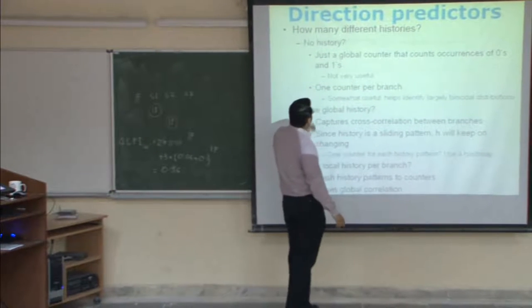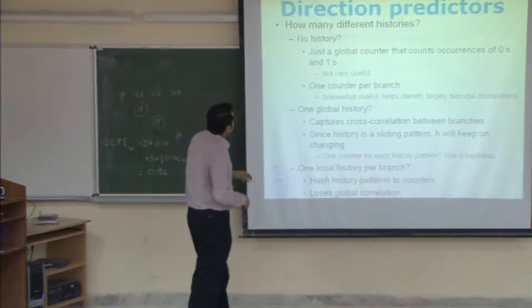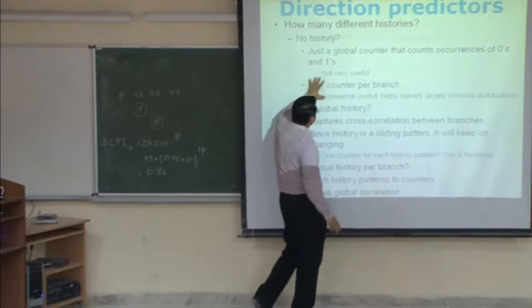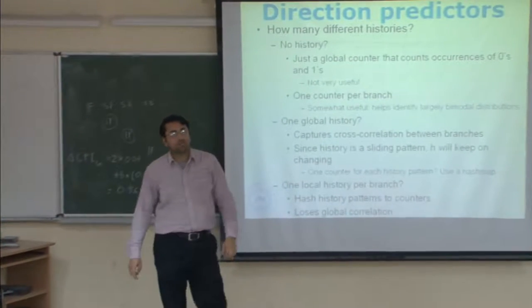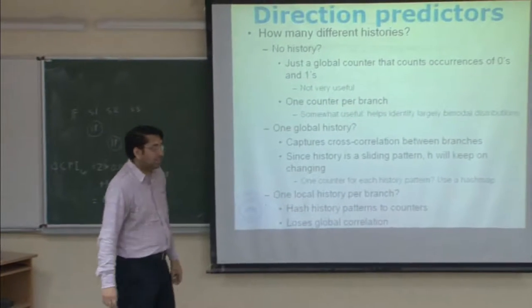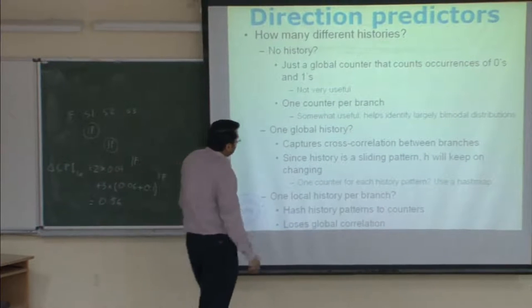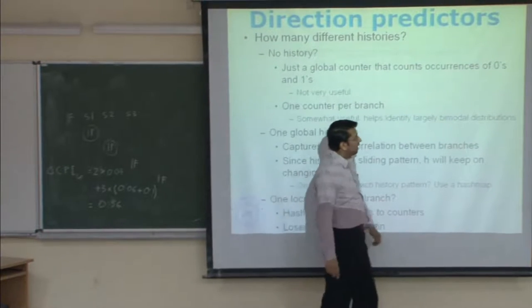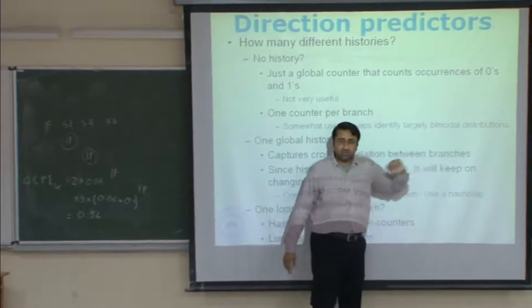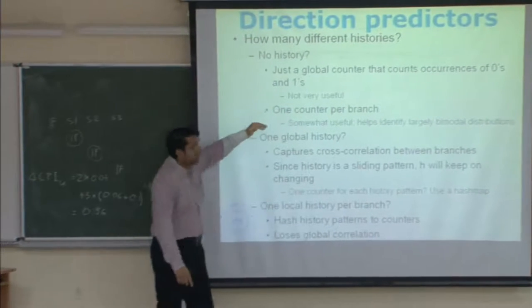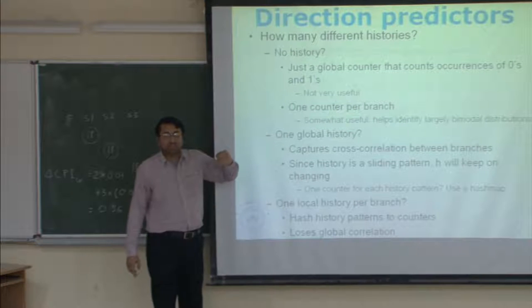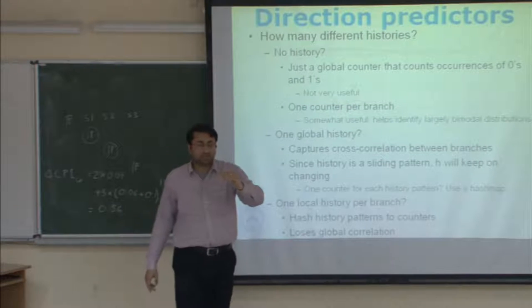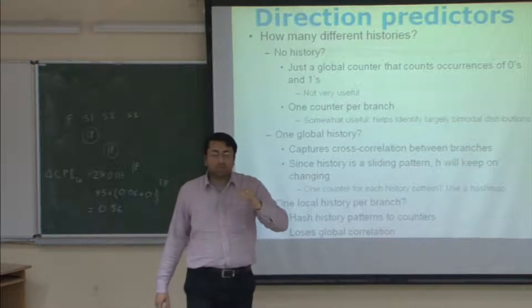So here essentially, you can improve this a little further. You can say that, well, I still have no history, but I implemented one counter per branch. So it's somewhat useful because it helps identify large bimodal distributions. Because what is it giving you? You have one counter per branch, and that counter is telling you the behavior of this branch. And you'll be able to detect the bimodal nature of the branch.